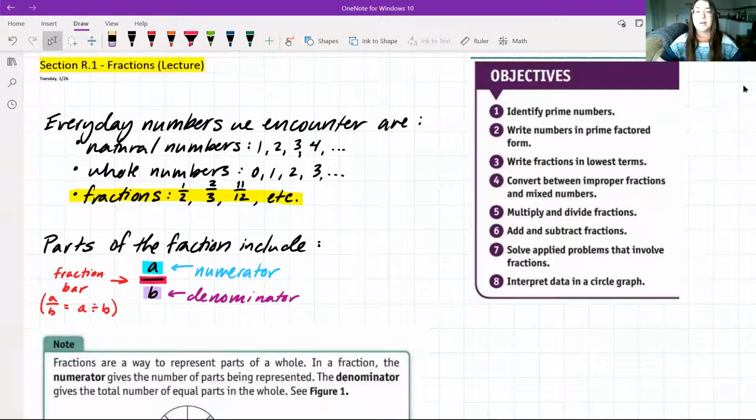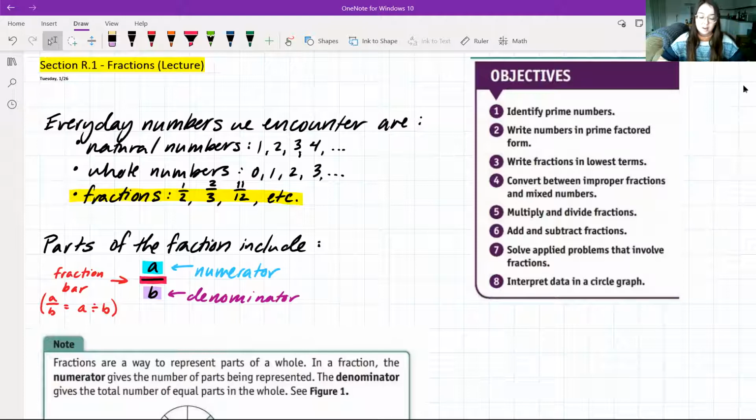Our last category here is fractions. Obviously there's going to be an infinite number of fractions, since you can divide any number by any other number, so we just have a few listed here. Common fractions we see are 1/2, maybe 2/3, 3/4, something like 11/12, etc. So these are all different types of fractions that we can see.